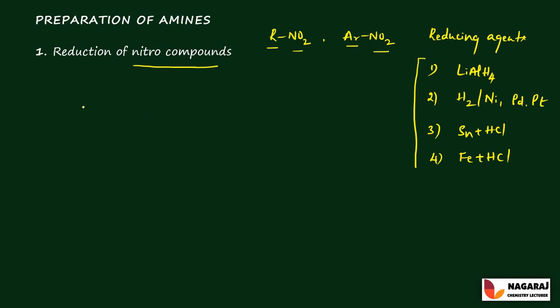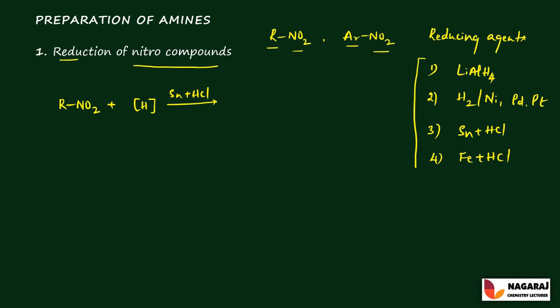So let us take RNO2, that is an alkyl group attached to the nitro group. This nitro compound undergoes reduction in the presence of Sn or tin and concentrated hydrochloric acid. So the oxygen atoms of the nitro group are replaced by hydrogens. That process is generally called the reduction process.